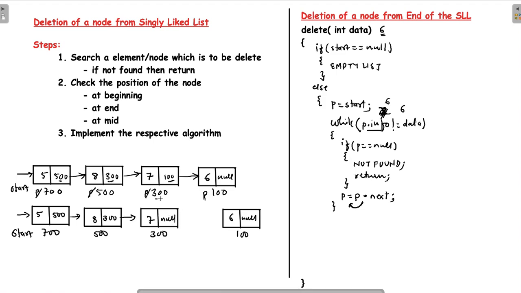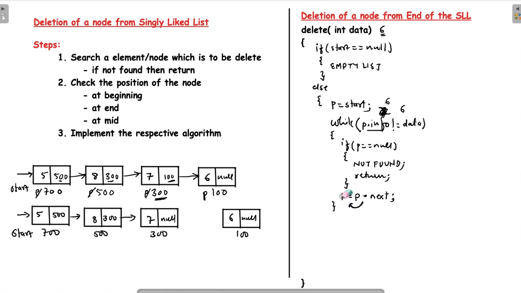So this 300's next field you need to make null, but you have not stored this 300 value in any of the variables. Last node is p, you know that. Starting node is start, you know that. But where is the 300? So how will you get the address of 300? It is very simple. When you are on the 700 address with p and you are moving to the 500 address, you know that the previous node is 700. When you are moving from 500 to the 300, you know that the previous address is 500. So before moving forward, copy the old address.